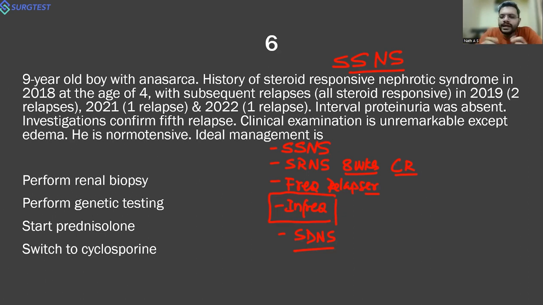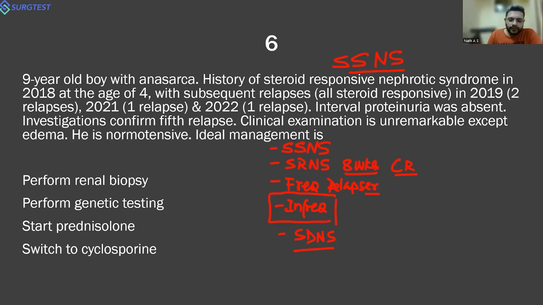The boy's got lupus, nothing like that. So you wouldn't actually want to perform a renal biopsy. That's not required, it's not indicated because there is nothing off. Number two, genetic testing is also not required because he's steroid responsive. Usually genetic mutations will cause steroid resistant nephrotic syndrome.